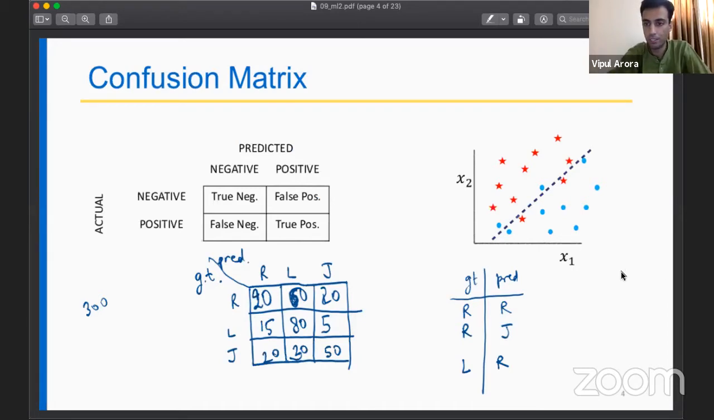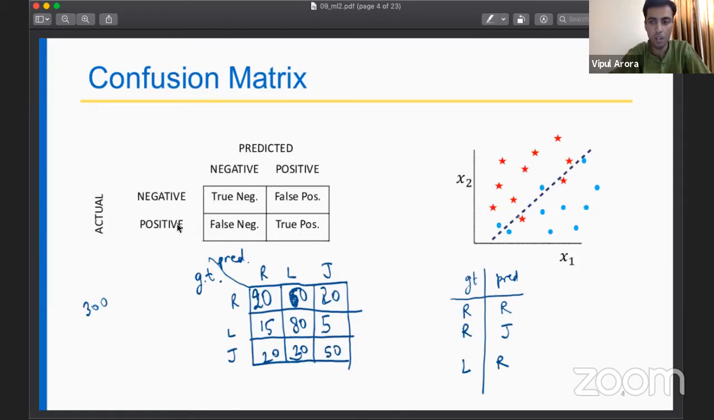Okay, let us come back to our question now here. I think everybody's questions are answered. Now my question is, what will be the number here? Actual is a rose, predicted also rose. How many such cases are there?